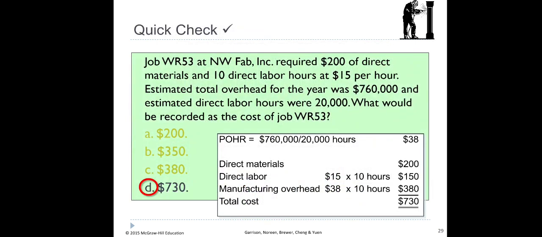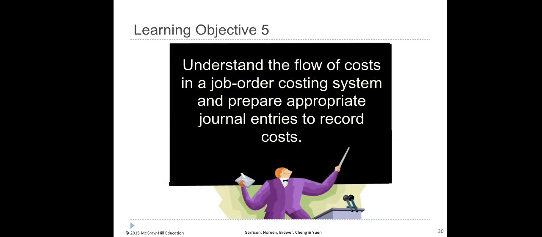Okay, that is the most important part of this topic. You have to know how to calculate cost for a job. This is very important. Okay, now let's understand the flow of cost in a job order costing system and prepare appropriate journal entries to record costs.